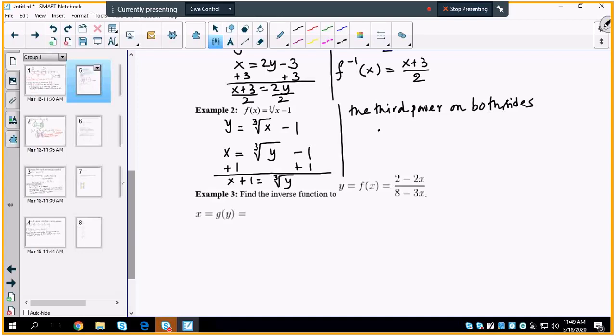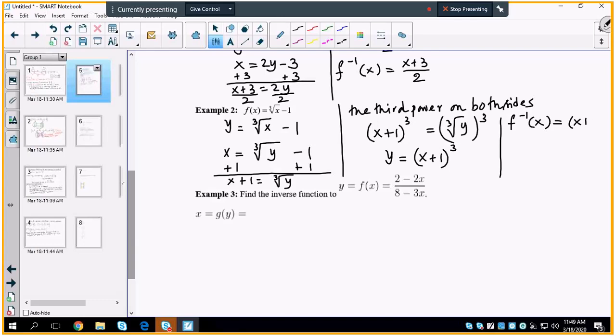So I get (x plus 1) raised to the power 3 equal to the cube root of y raised to the power 3. And I get y explicitly solved, equal to (x plus 1) to the power 3. Final step, you replace y by f inverse of x, and that is equal to (x plus 1) to the power 3.